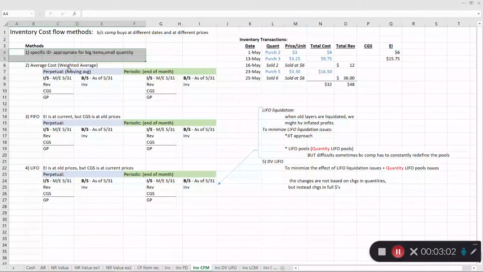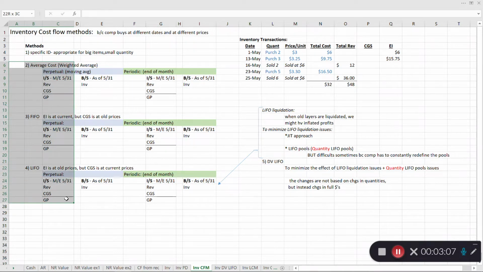Now, most companies that are moving larger volumes of inventory will either use the average cost, FIFO, or LIFO. So let's start out with the average cost. Under the average cost, you're really doing a weighted average, not just any regular average, because the more units you have at a particular price or cost, the more that influences the average that you're looking at. So let me give you an example here. If you recall, we have $15.75 of inventory. Well, that's made up of 2 units at $3 and 3 units at $3.25.